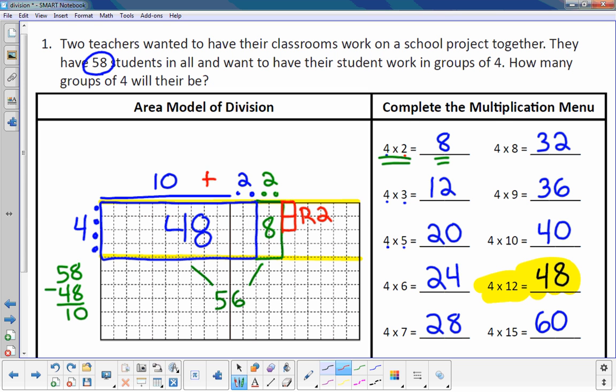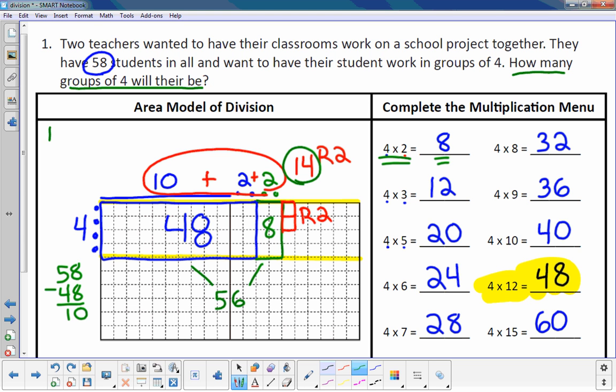Well, now I just have to add this up on top. So 10 plus 2 plus 2, that's 14. And then I can include my remainder 2. So the answer to this division problem is 14 remainder 2. But what's the answer to the question up above? It might be different than the answer to the division problem. The question is, how many groups of 4 will there be? Well, that's right here. There's going to be 14 groups of 4.